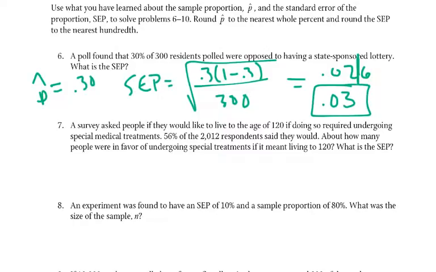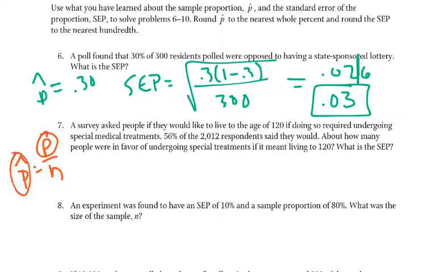Number 7 says, a survey asked people if they would like to live to the age of 120 if doing so required undergoing special medical treatments. 56% of the 2012 respondents said they would. About how many people were in favor of undergoing special treatments if it meant living to 120? Okay, so on this one, it wants us not to find the p hat, it wants the p. That's what it's looking for.